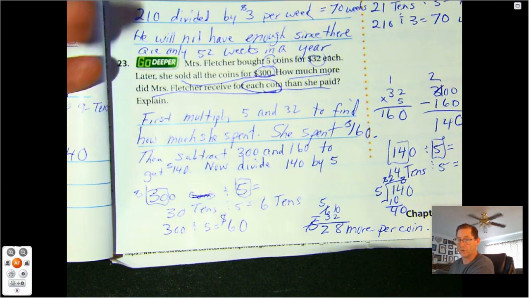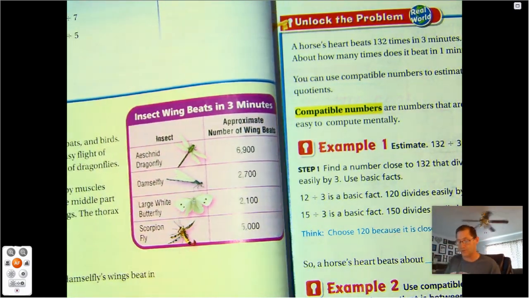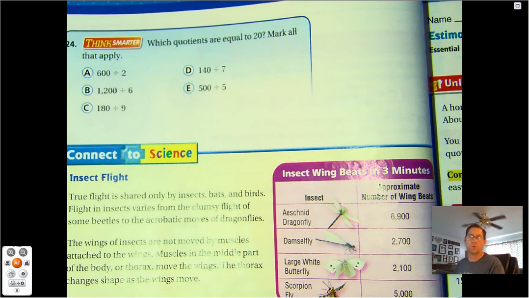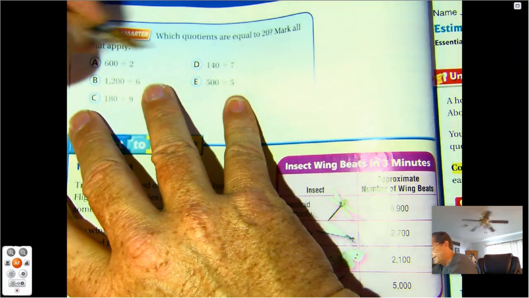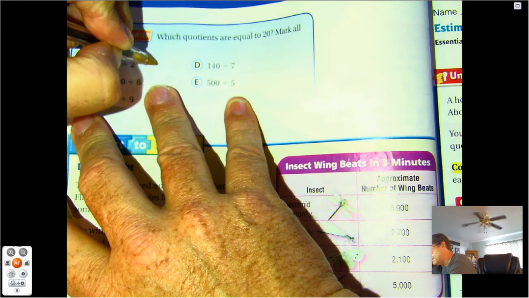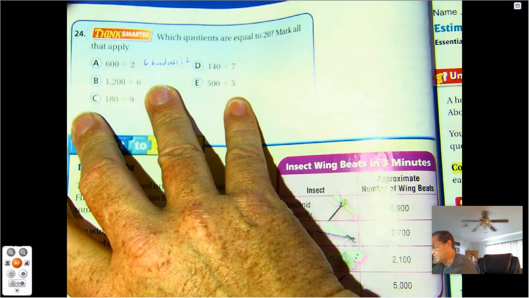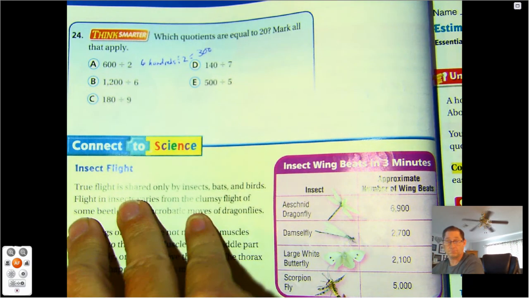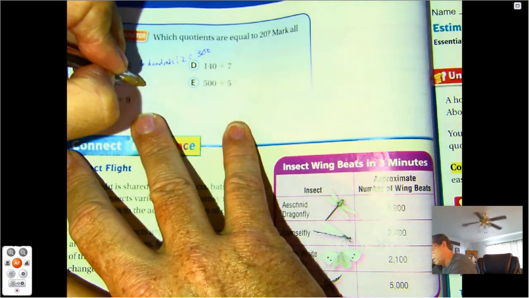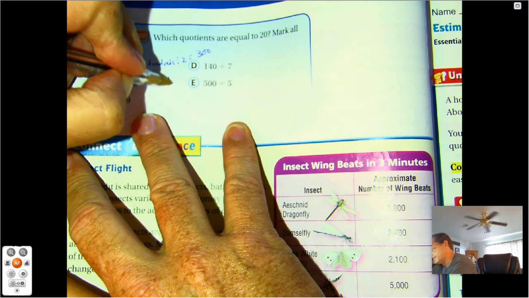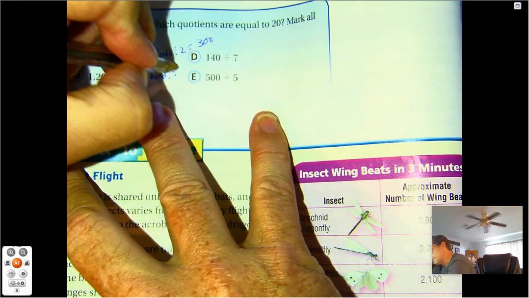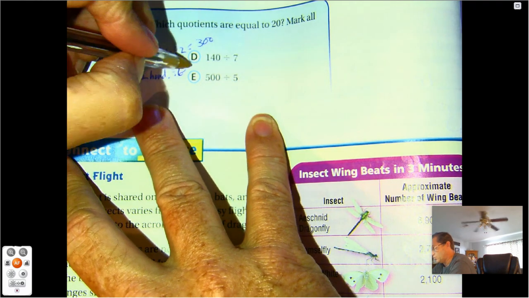All right, let's move on to page 158, number 24. Which quotients are equal to 20? So in this one, we have 6 hundredths divided by 2. Well, 6 divided by 2 is 3 hundredths. Well, that's not 20. This one we have 12 hundreds. I'm going to abbreviate that as hund for sake of space. Divide by 6. That gives me 2 hundreds. Well, that's not 20.